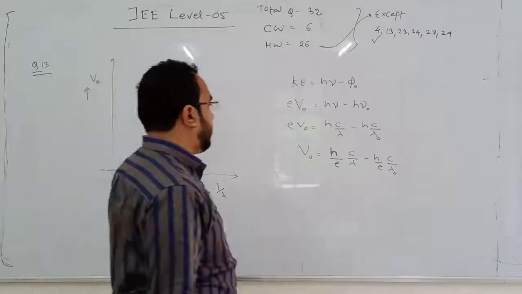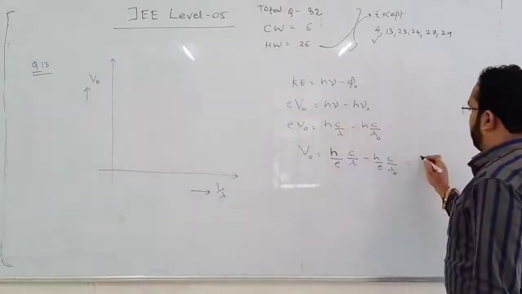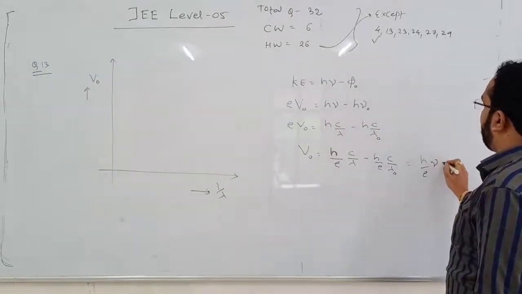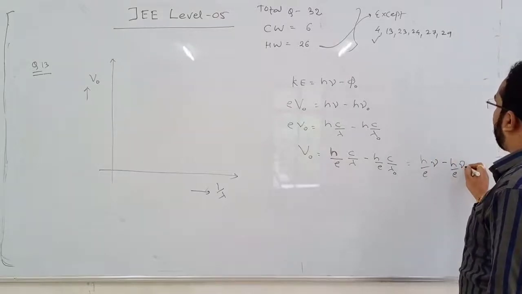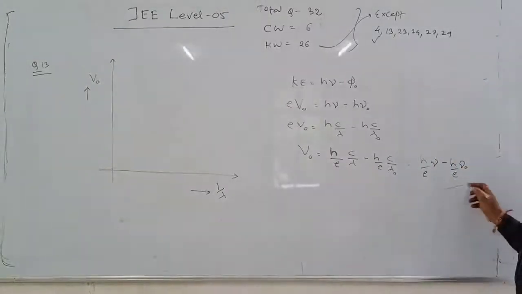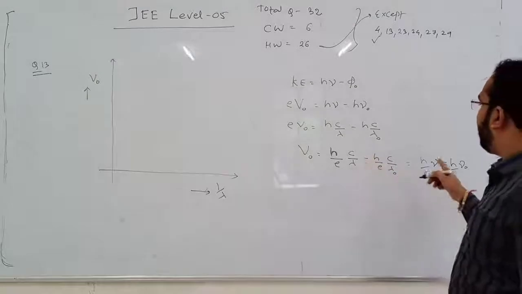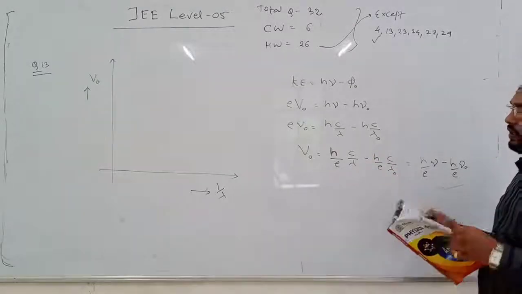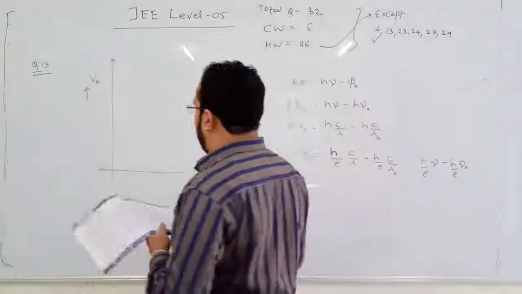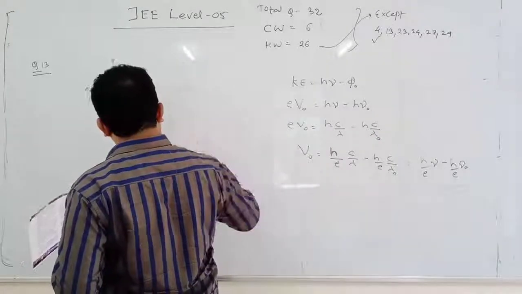Okay, here you can also write it as h upon e mu minus h upon e mu naught. This is also correct because c upon lambda is mu. So this is the Einstein's equation. Graph is given. This question is also very nice. This is the curve.